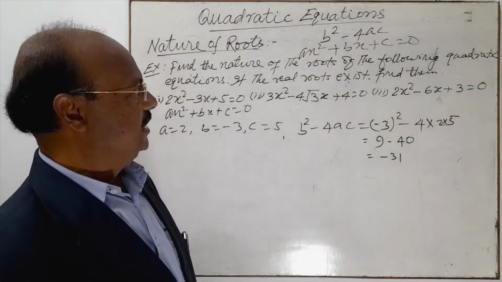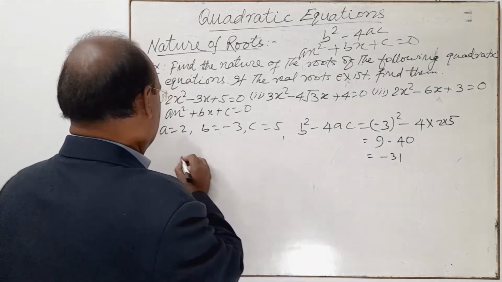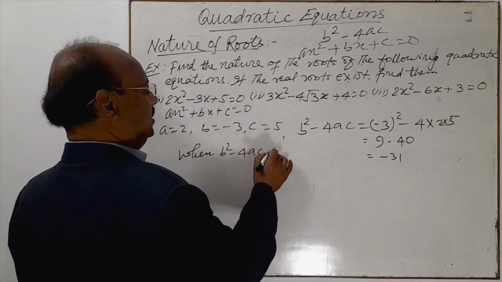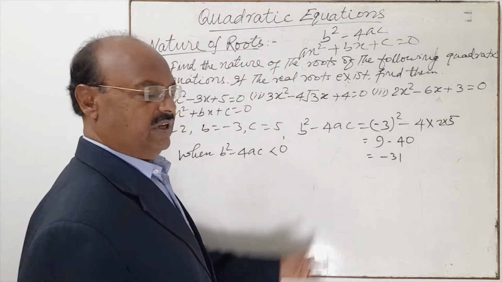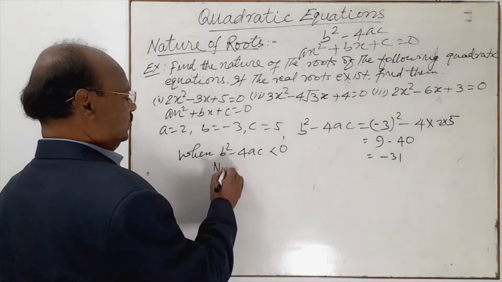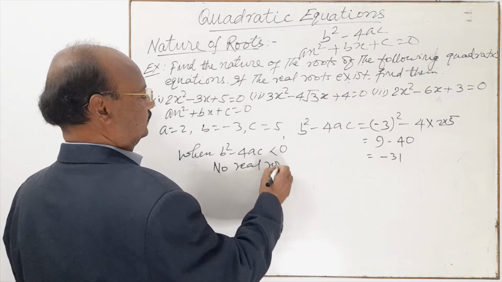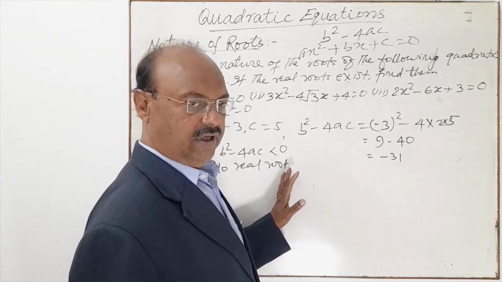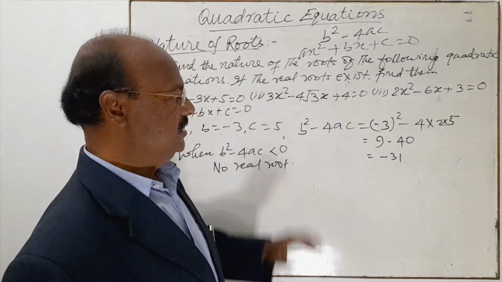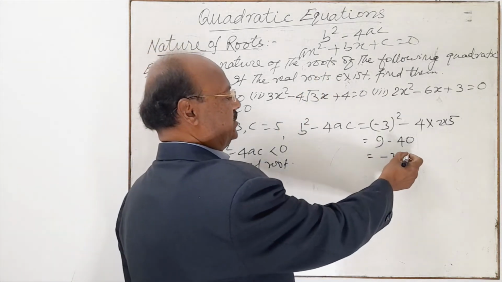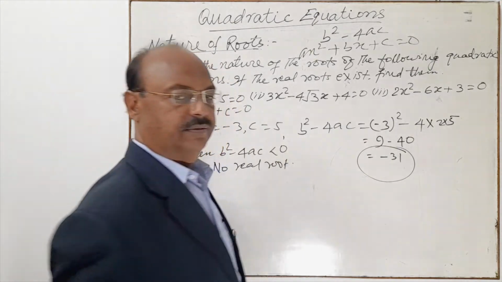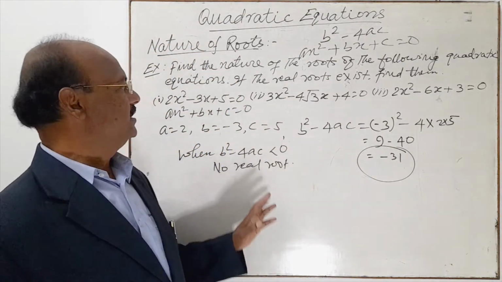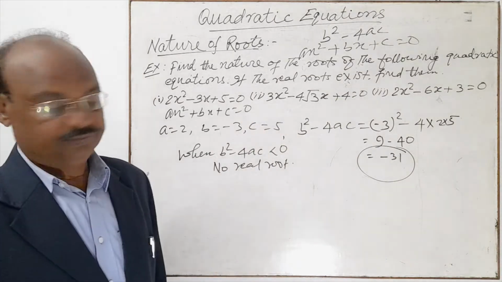So as we have discussed, when b square minus 4ac is less than 0, there will be no real root. Correct? So root cannot be found out in this case because value of this discriminant is negative. Correct? So I hope this is clear to you. Now we'll discuss next question.